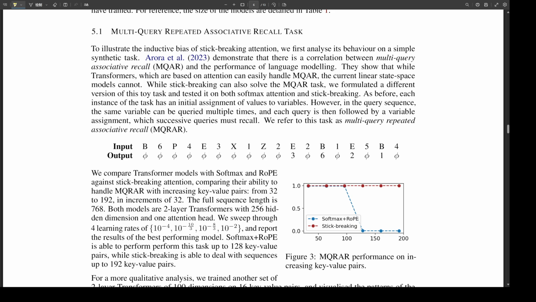It's designed to test the model's ability to focus on recency and avoid getting confused by earlier information. So it's like a test of selective attention, making sure the AI doesn't get bogged down by irrelevant details. Exactly. And stick-breaking attention outperformed traditional methods in this game, showcasing its ability to prioritize the most recent relevant information. Okay, I'm seeing a pattern here. Stick breaking is all about focus, efficiency, and clarity.